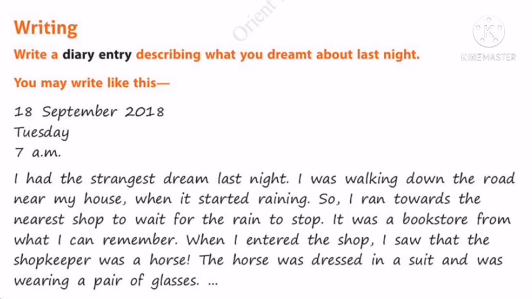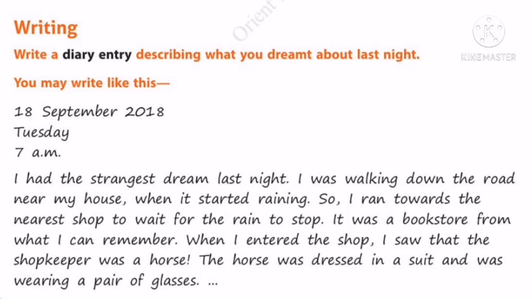So children, when you start writing the diary, first you have to write the date. If you are writing the diary for today, you have to write today's date. After that date, you have to write the day, whether it is Sunday, Monday, Tuesday. Here it is given Tuesday. After that, you have to write the time when you are writing the diary. You have to mention that on the top left side of the page. So first the date, month, year. Below that, the day. Below the day, the time.